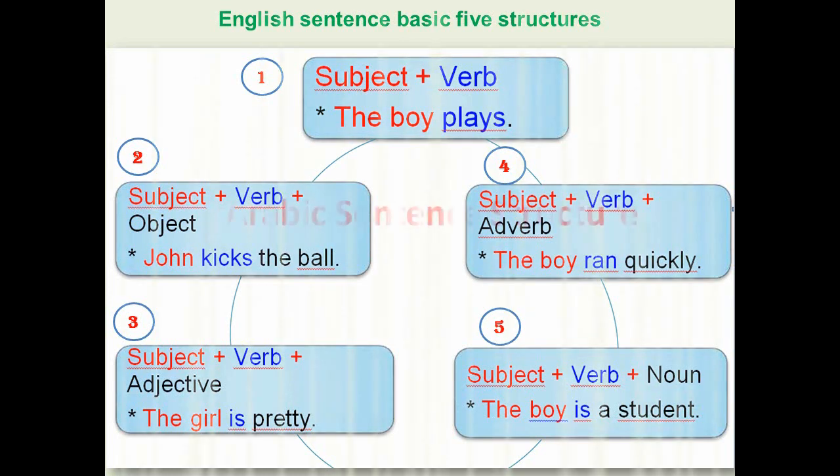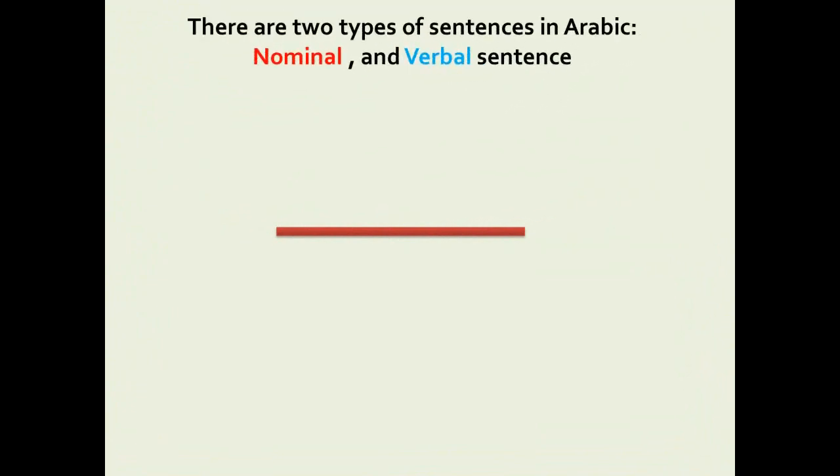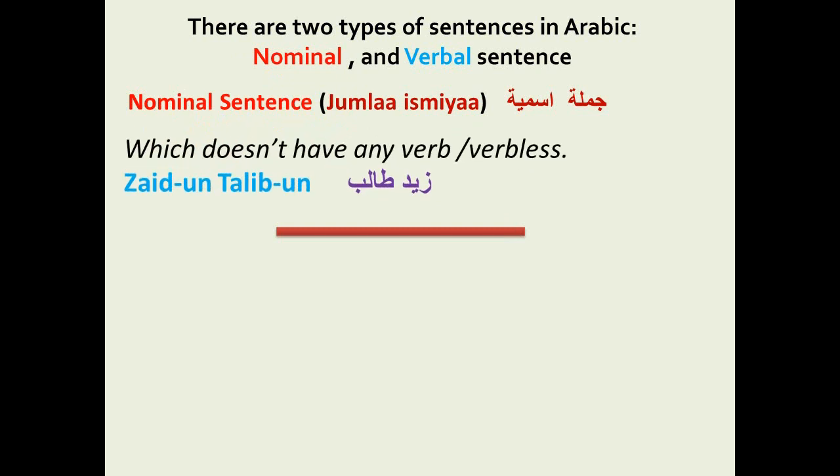Now let's move to talk about Arabic sentence structure. Considering Arabic sentence structure, there are two types of sentences in Arabic: nominal and verbal sentence. The nominal sentence, or we call it in Arabic jumla ismiya, is the sentence which does not have any verb. We can say verbless. There is no verb in that sentence.